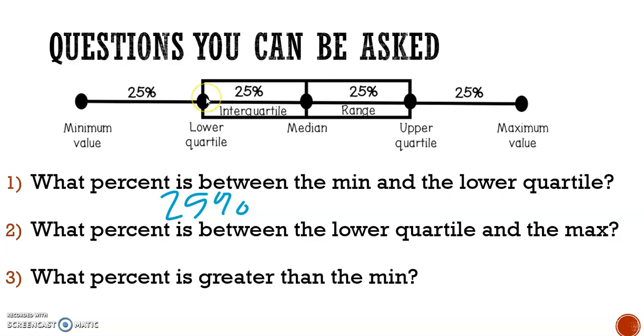What percent is between the lower quartile and the max? So I'm going to find the lower quartile, I'm going to find the maximum value, and I'm going to count till I get to the max. So I got 25%, 50%, 75%.